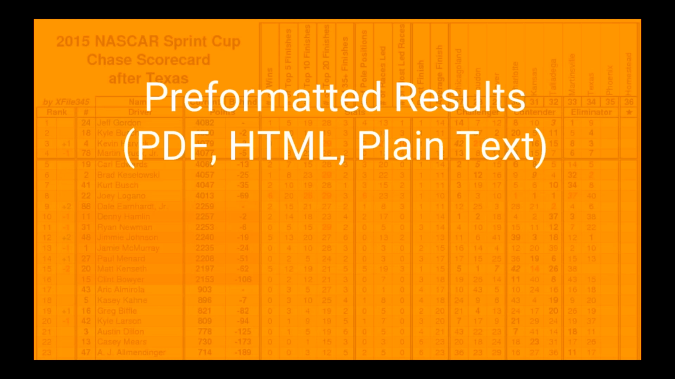Preformatted results, which come in a number of formats: PDF, HTML, and plain text. These are mostly used for complicated scoring scenarios like the one showing in the background here for some NASCAR race where you've got all sorts of points and titles and columns and rows, and that would never be able to be ingested in our standard results platform.